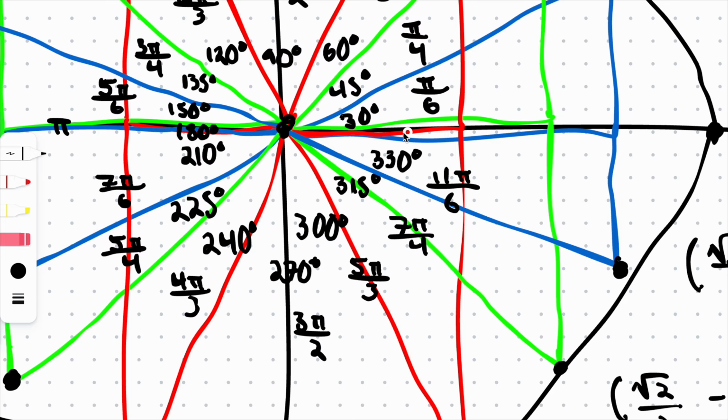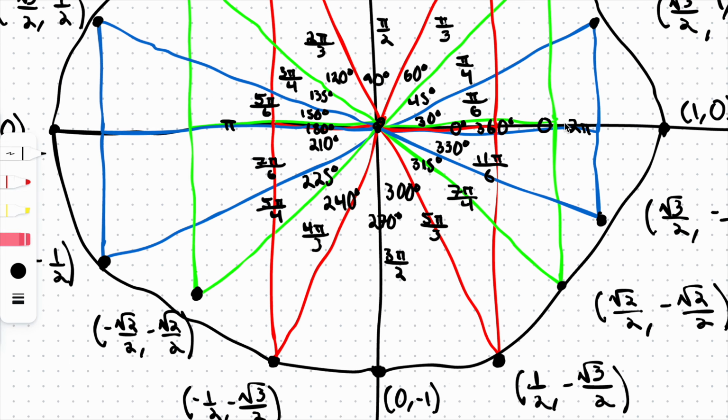And then we get to a point where this is 0 degrees or 360 degrees. This is also messy, but I've kind of given up. So this would either be 0 radians or 2 pi radians.